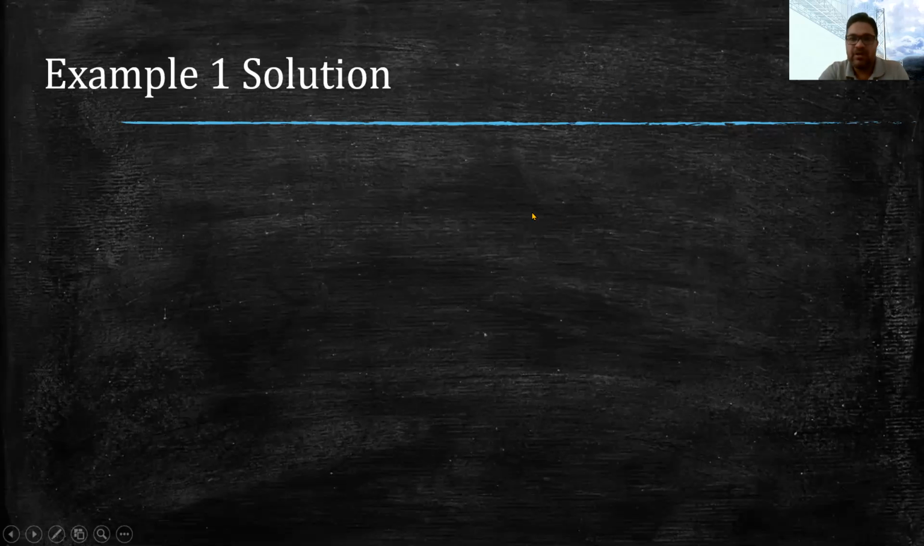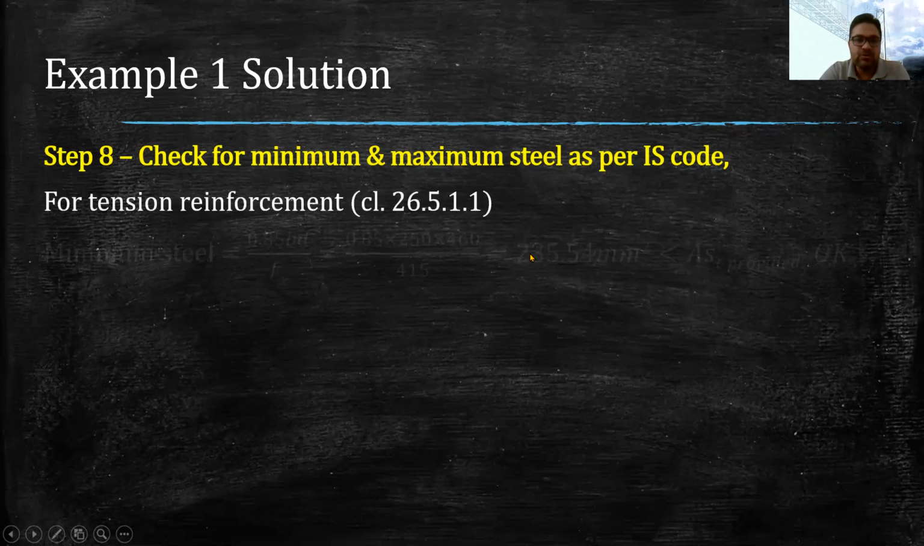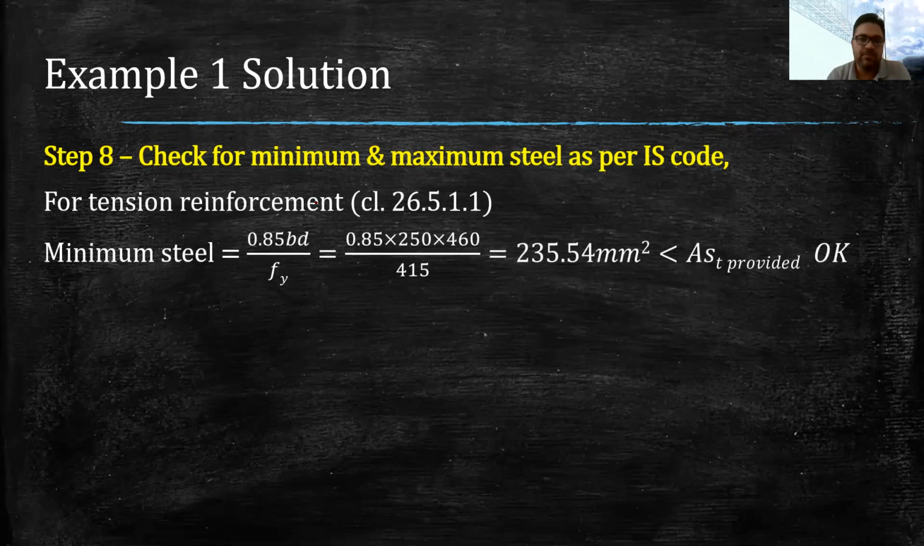Hello, welcome back. Now our next step is about checking the minimum and maximum steel as per IS code. We will follow the same process that we followed in the singly reinforced design in lecture 11. As per IS code, minimum steel will be 0.85 times BD upon fy. Putting all the values, the minimum area of steel as per IS code is 235.